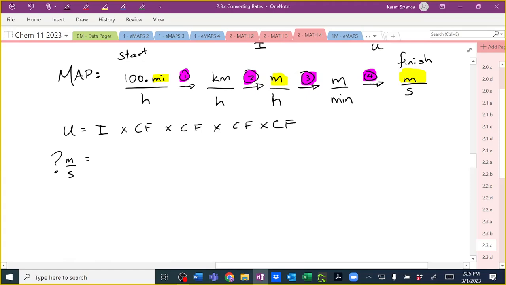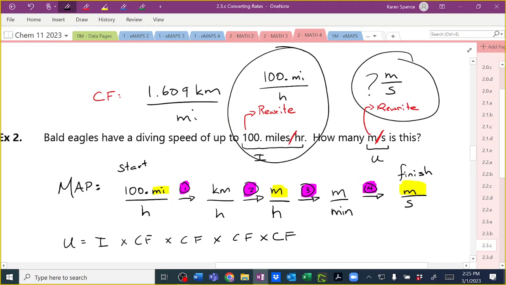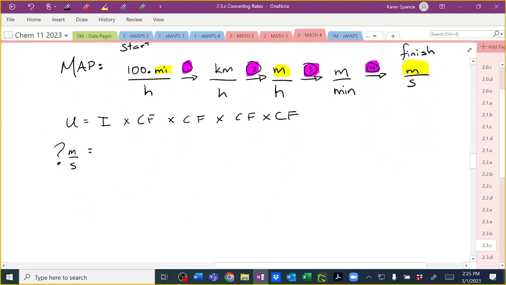My initial quantity, 100 miles per hour. And one way that you're not going to forget to write down your times signs is to write them in right now. Every time you have a conversion factor, write times line. And we have 4 conversion factors, so we're going to write times line, times line, times line, times line. 4 conversion factors. Now I haven't forgotten any of my times signs. I haven't written any equal signs instead of times signs.